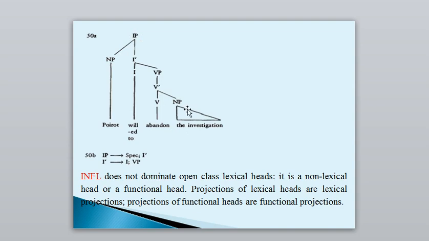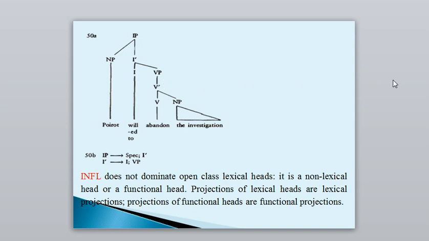So this is the structure of sentences. The structure inside each sentence consists of this layered structure. First of all, the head inflection combines with the complement verb phrase to produce I-bar. Then this I-bar combines with the subject, the specifier, to produce a maximal projection IP. As I told you, this I is an inflectional head, not a lexical head like noun or verb or adjective or preposition. So this is the structure of sentences.